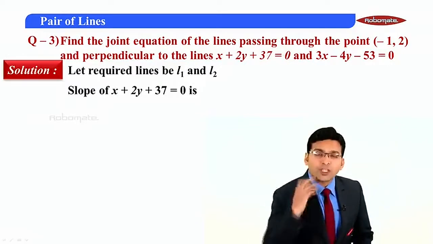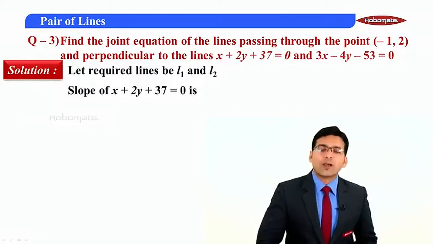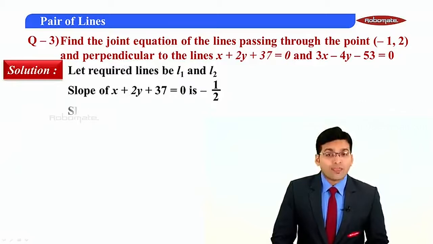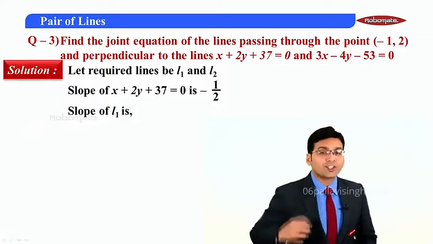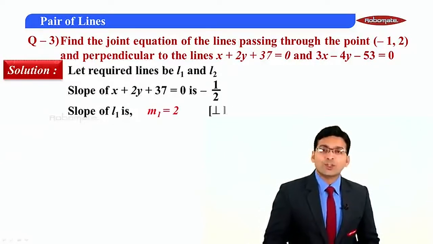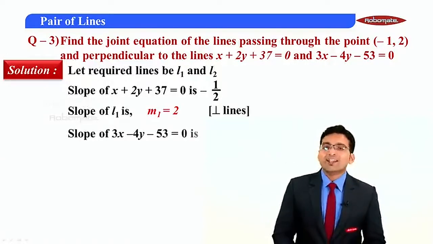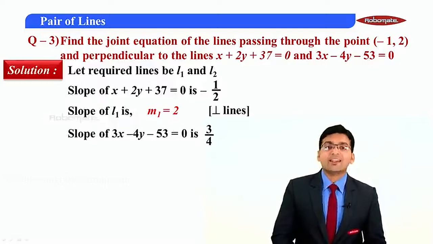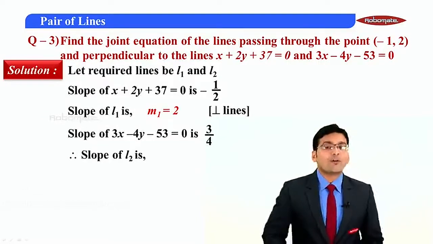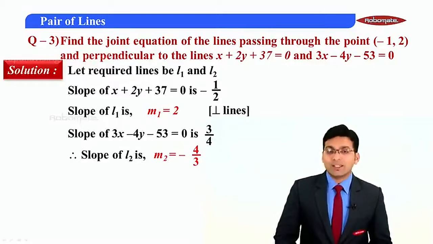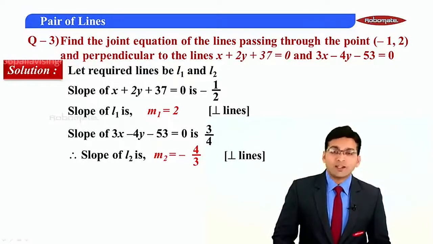Slope of the first given line, that is x plus 2y plus 37 equal to 0, is minus half, and therefore slope of the first required line will be 2. That is because the lines are perpendicular. Similarly, slope of the second given line is 3 by 4 and slope of the required line L2 will be minus 4 by 3 because of the perpendicular line condition.